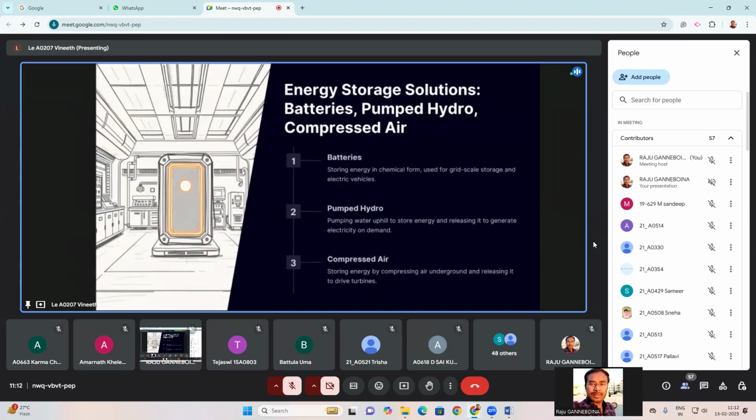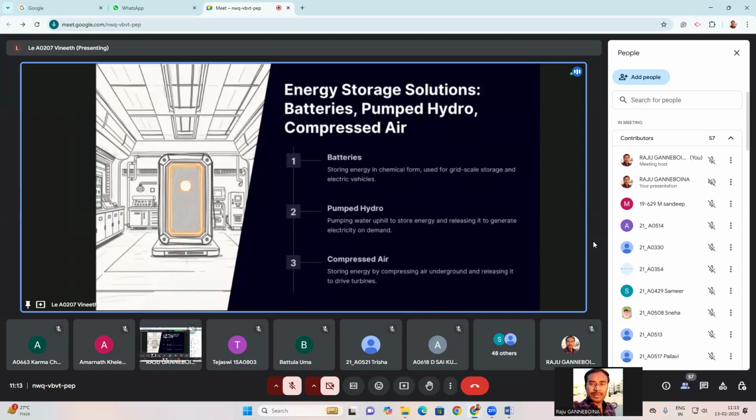Next, the pumped hydro system is nothing but pumping water uphill to store energy and releasing it to generate electricity on demand. As we've discussed in hydropower, the kinetic energy of water is converted into electrical energy. Pumped storage is nothing but, after converting it into electrical energy, we again pump that water back to the head of the storage system, so that we can use it again to generate electricity.